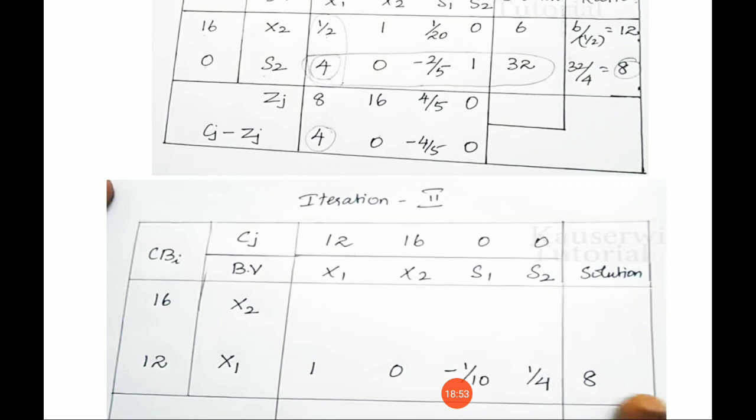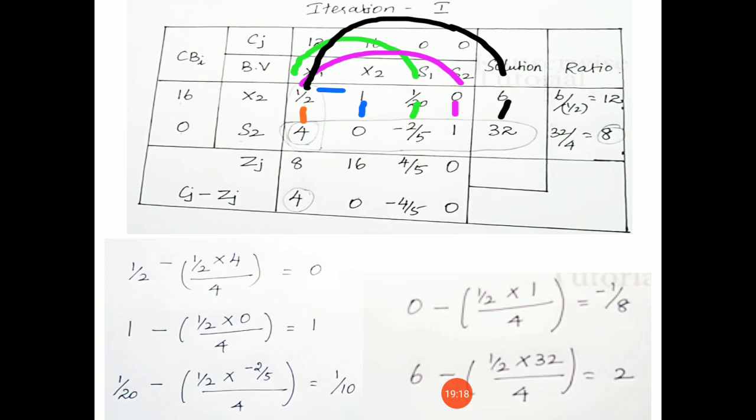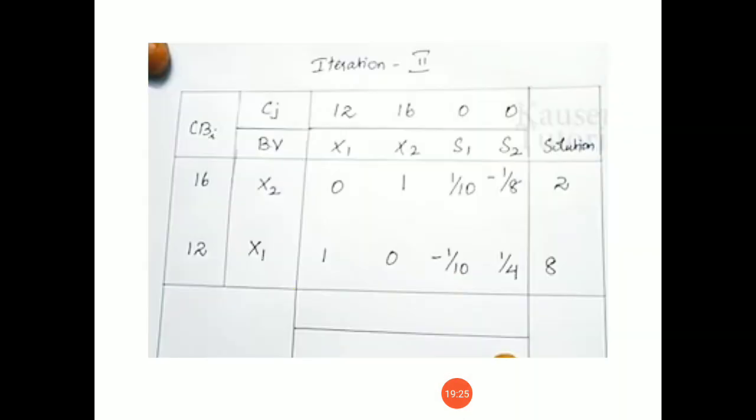So next step is to fill the elements of the already existing basic variable row, that is x2. I told you we need to use the same formula that we used in the iteration 1 table also, that is new value is equal to old value minus corresponding key column value into corresponding key row value divided by key element.